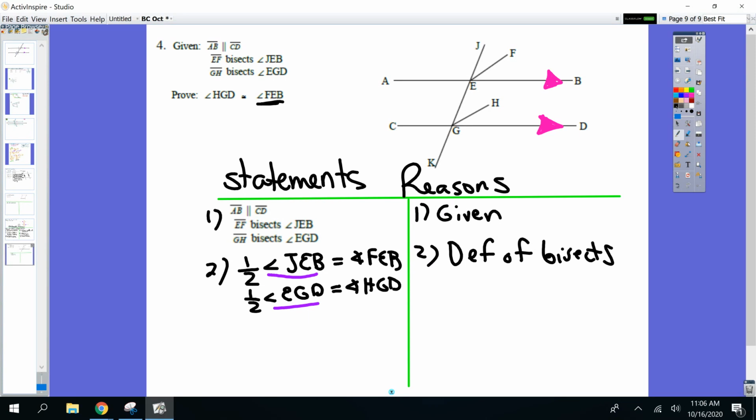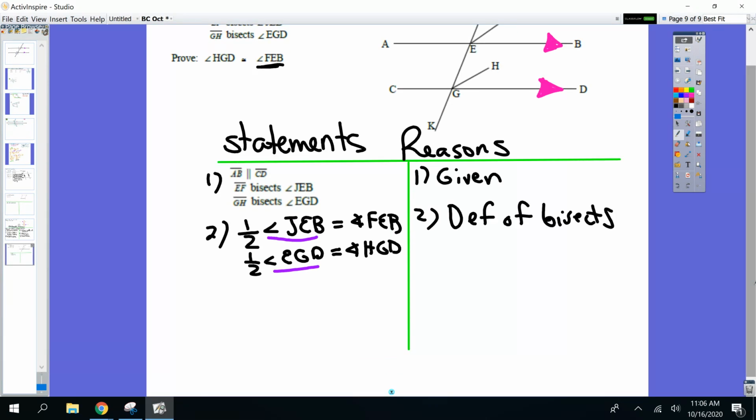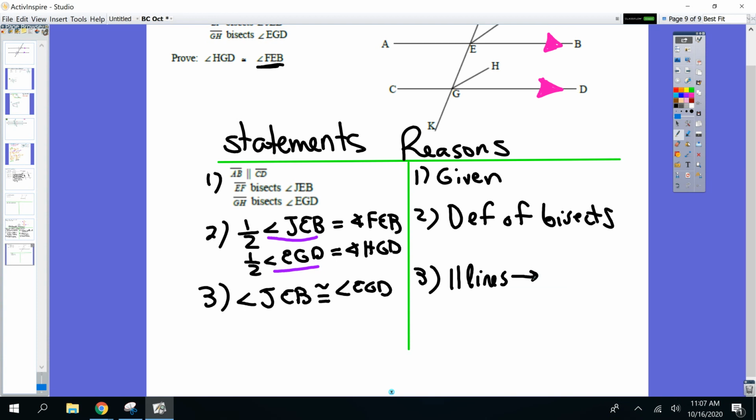So that's got to be my step 3. And then my step 4 can be halves of equal quantities. So JEB is congruent to EGD. What type of angles, Hayden? Corresponding. Parallel lines imply corresponding angles are congruent.